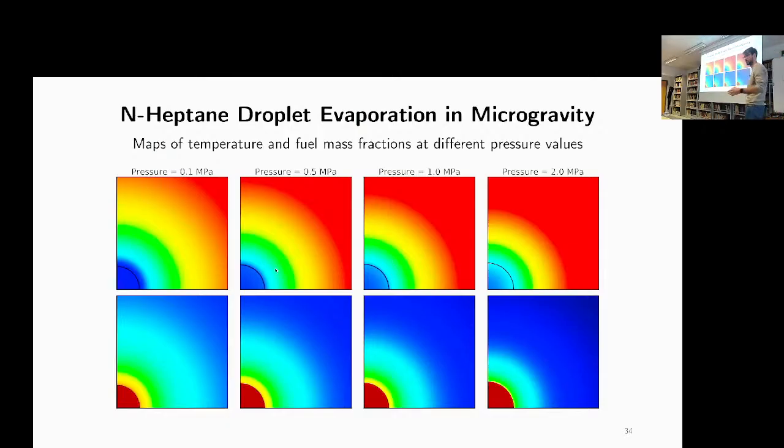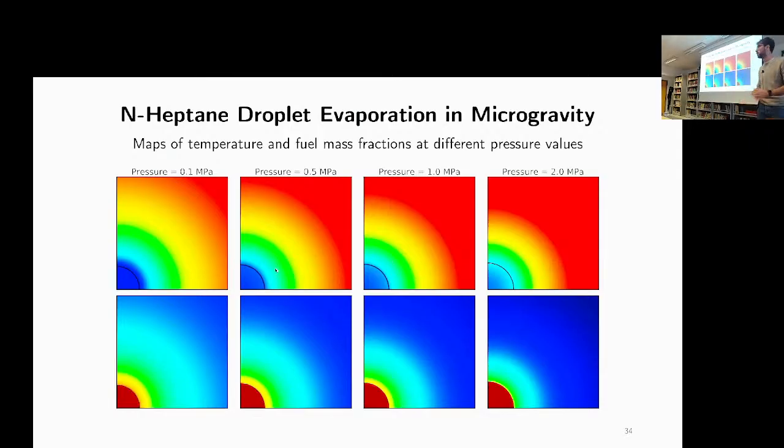We repeat this simulation at different initial temperature and at different ambient pressure. You can see that the trend of temperature on top and species mass fraction on the bottom is perfectly spherically symmetric. We can also see quite well that by increasing the ambient pressure, the droplet becomes hotter because we are also increasing the boiling point of the liquid phase.